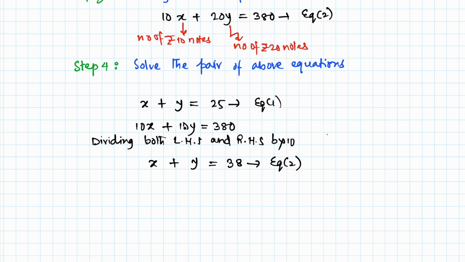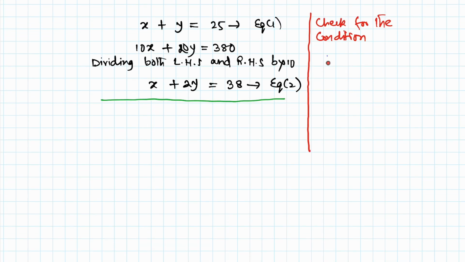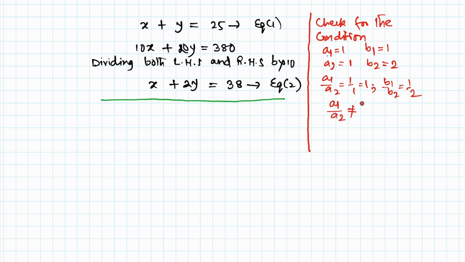So we have x plus 2y, that is 10x plus 20y. So then it becomes x plus 2y equal to 38. Now we have two equations. First we check the conditions. So we are learning from the very beginning. Let's see whether this is a feasible solution or not. So a1 equal to 1, a2 equal to 1, b1 equal to 1, b2 equal to 2. So a1 by a2 is 1 by 1, which is 1, b1 by b2 is half. So they are not equal. So we will be getting a unique solution.